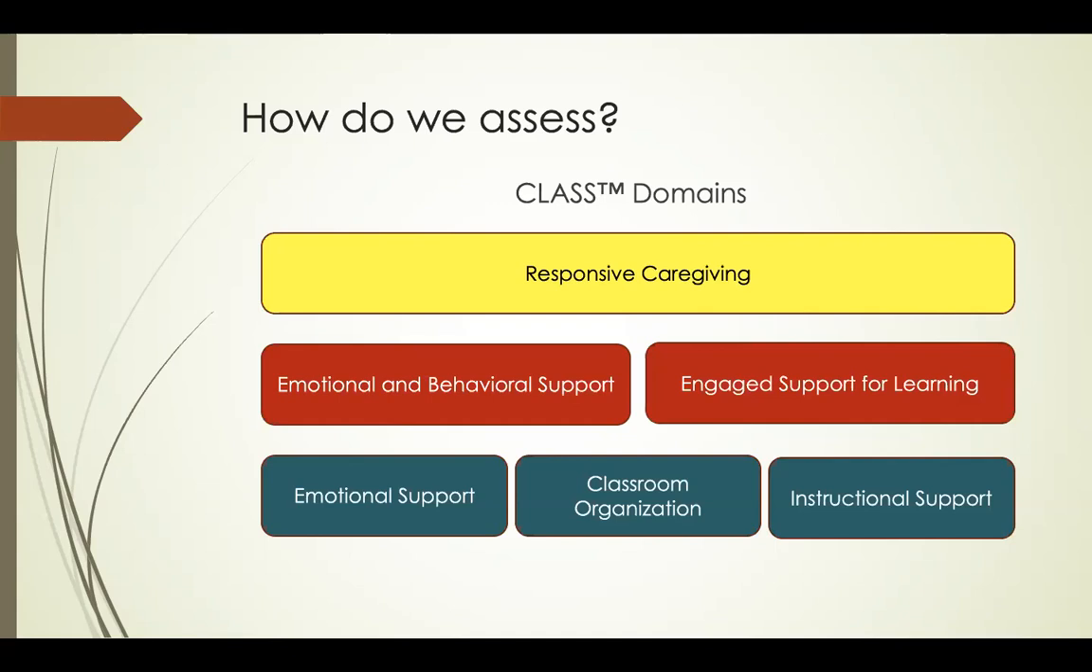The second age group is broken down a little bit more, looking at it in two different ways: emotional and behavioral support, and also engaged support for learning. So you see that it's starting to become a little bit more complex in their thinking, probably, and in their interactions. And the third age group is broken down even further, where we can really look at a classroom in three different ways: emotional support, classroom organization, and instructional support.